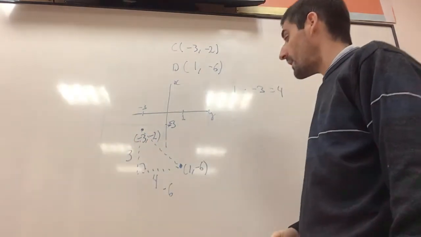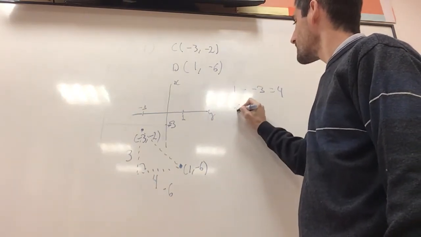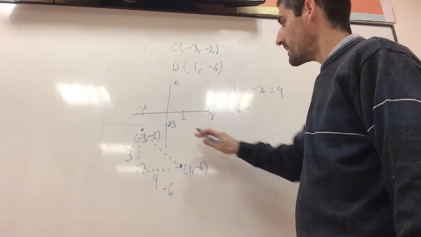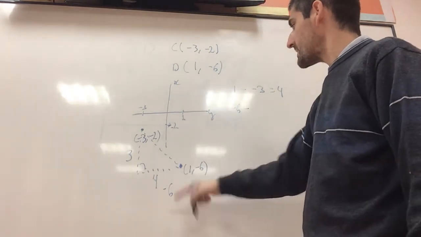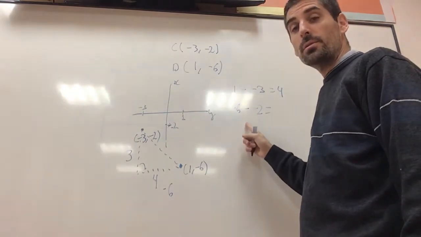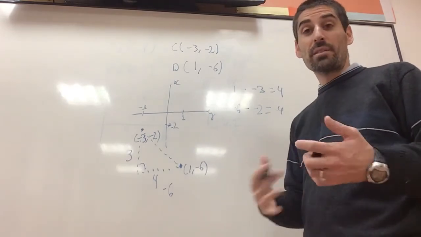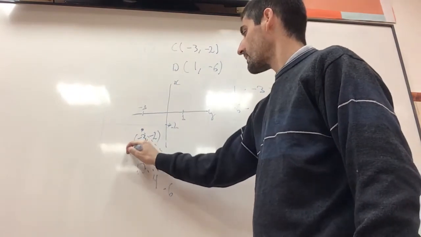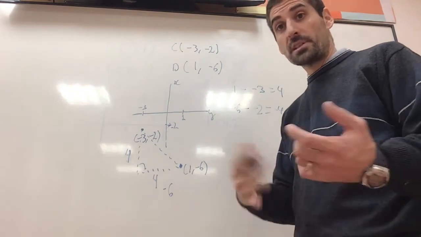Or I could do -6 take away, oh no, I got it wrong, sorry. It wasn't -3, sorry. It's -2, so -6 take away -2. -6 minus -2 is -6 plus 2, which is -4. It doesn't make sense to have a negative distance, so it's just going to be 4. Okay? And then just Pythagoras theorem again.